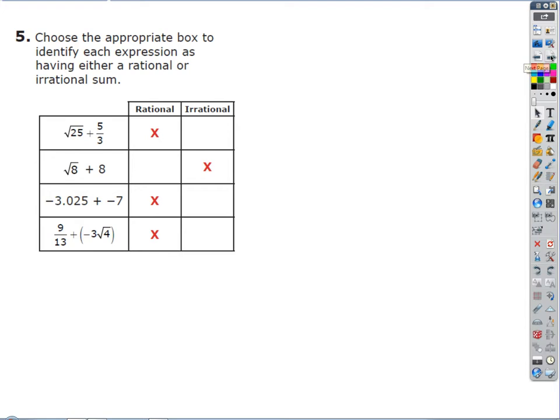Rational or irrational. So that's rational because the number can be written as just a fraction. That one has to be written with a square root, so it's irrational, etc. Okay. That one's rational because it's a terminating decimal.